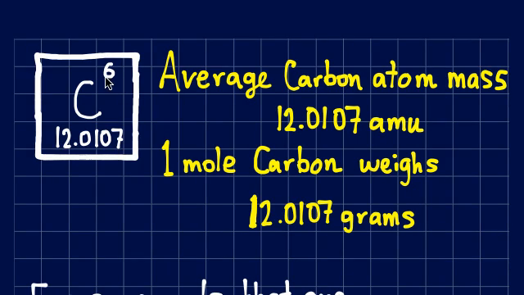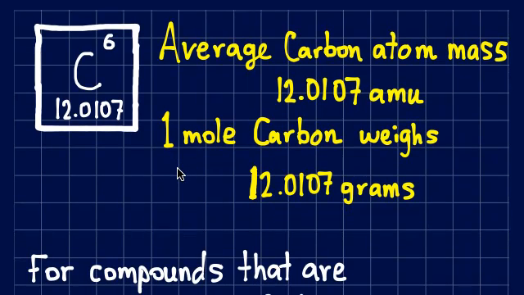Carbon, element 6 on the table, has 6 protons, usually 6 neutrons, but some of them may have 7 neutrons, some of them may have 8 neutrons. So if I take a pure sample of carbon, which is not always easy to find, 1 mole of carbon atoms weighs very, very close to 12.0107 grams. That's why the mole is so important.